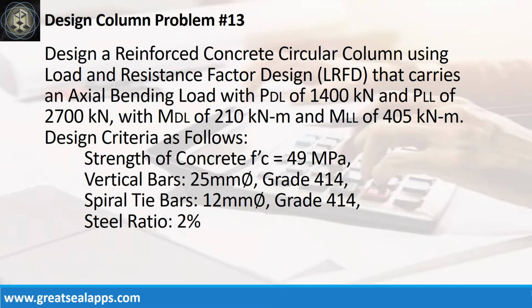Design a reinforced concrete circular column using load and resistance factor design that carries an axial bending load with axial dead load of 1,400 kN and axial live load of 2,700 kN, with moment dead load of 210 kN-meter and moment live load of 405 kN-meter. Design criteria as follows: strength of concrete 49 MPa, vertical bars 25 mm bar grade 414, spiral tie bars 12 mm bar grade 414, steel ratio 2%.